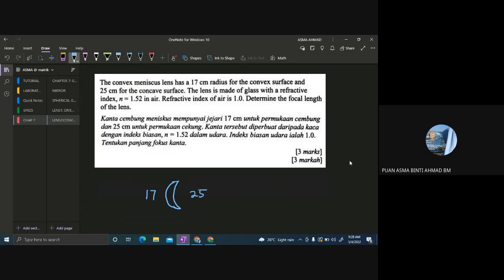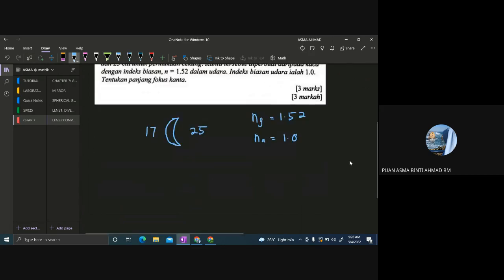The lens is made of glass, so we know the refractive index of glass, given here as 1.52, in air. So the medium is air, given here as n air equal to 1.0. The question asks us to determine the focal length of the lens. How to calculate the focal length of the lens? We will use the Lensmaker equation.